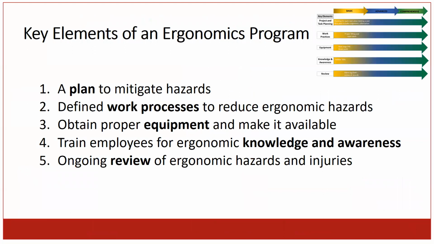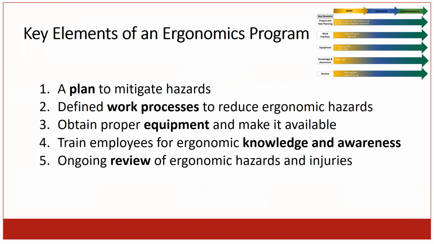The first step in developing your ergonomics program is to identify the ergonomic hazards your employees face and set goals for addressing them. Once you've done that, you are ready to develop the 5 key elements of a program. The first element is planning to mitigate the ergonomic hazards. The next 3 elements involve identifying the methods that will be used to mitigate the hazards.